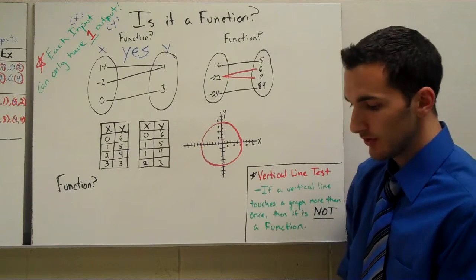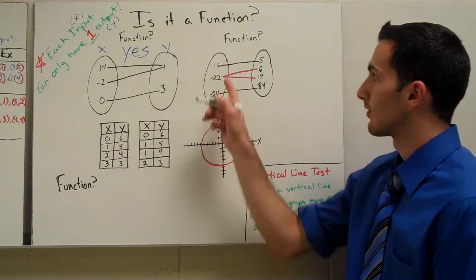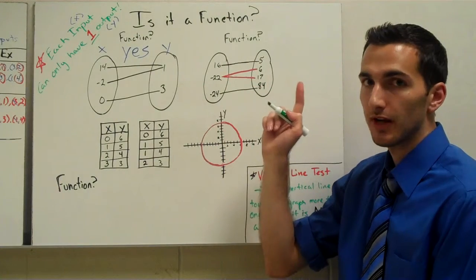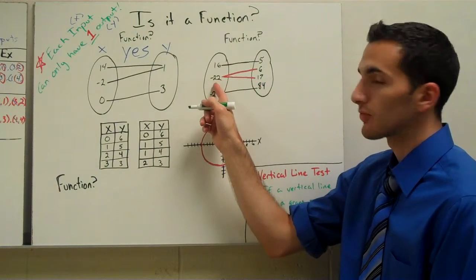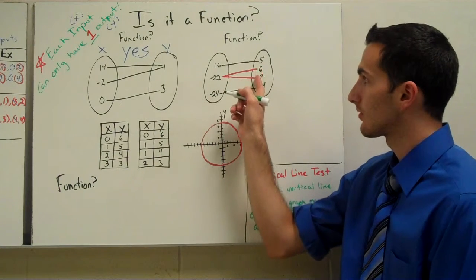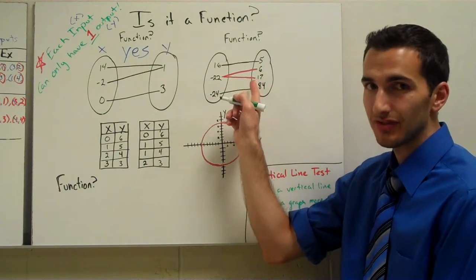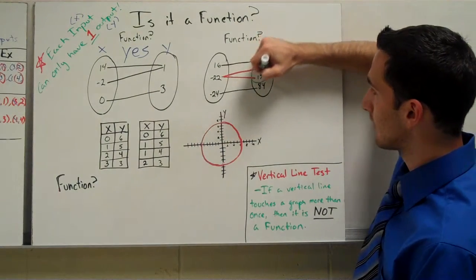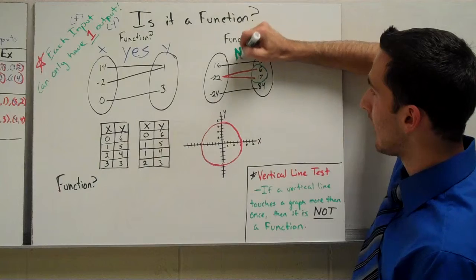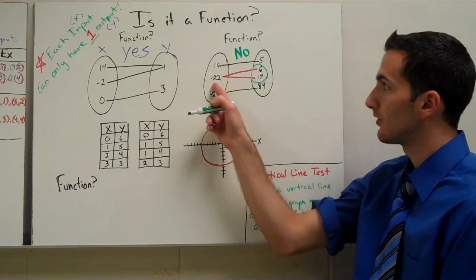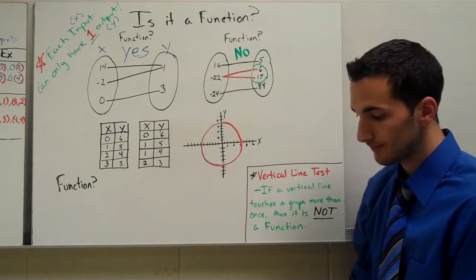Now moving over to this one, I'm going to do exactly the same thing. Looking at 16, 16 has one output, that's 5. If I look at -22, its output is 6 and 17. So -22 has two outputs here, which makes it not a function. That is not a function, because -22 has two different outputs.